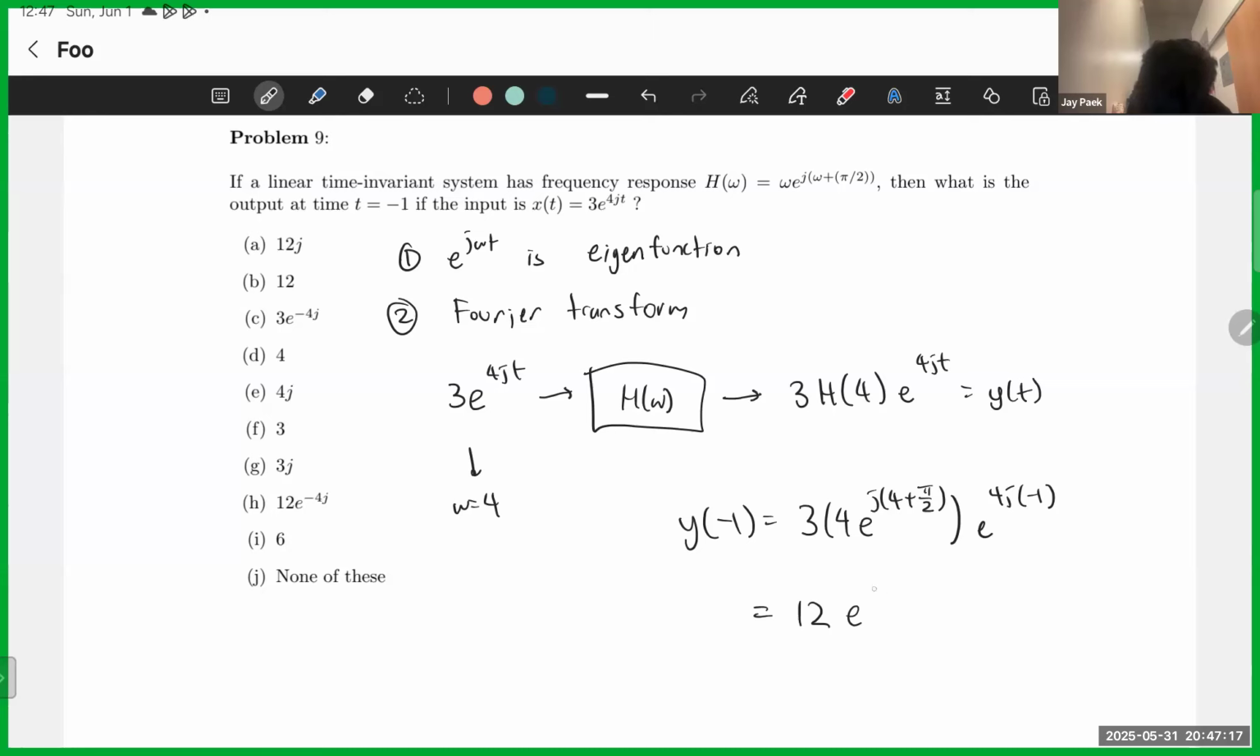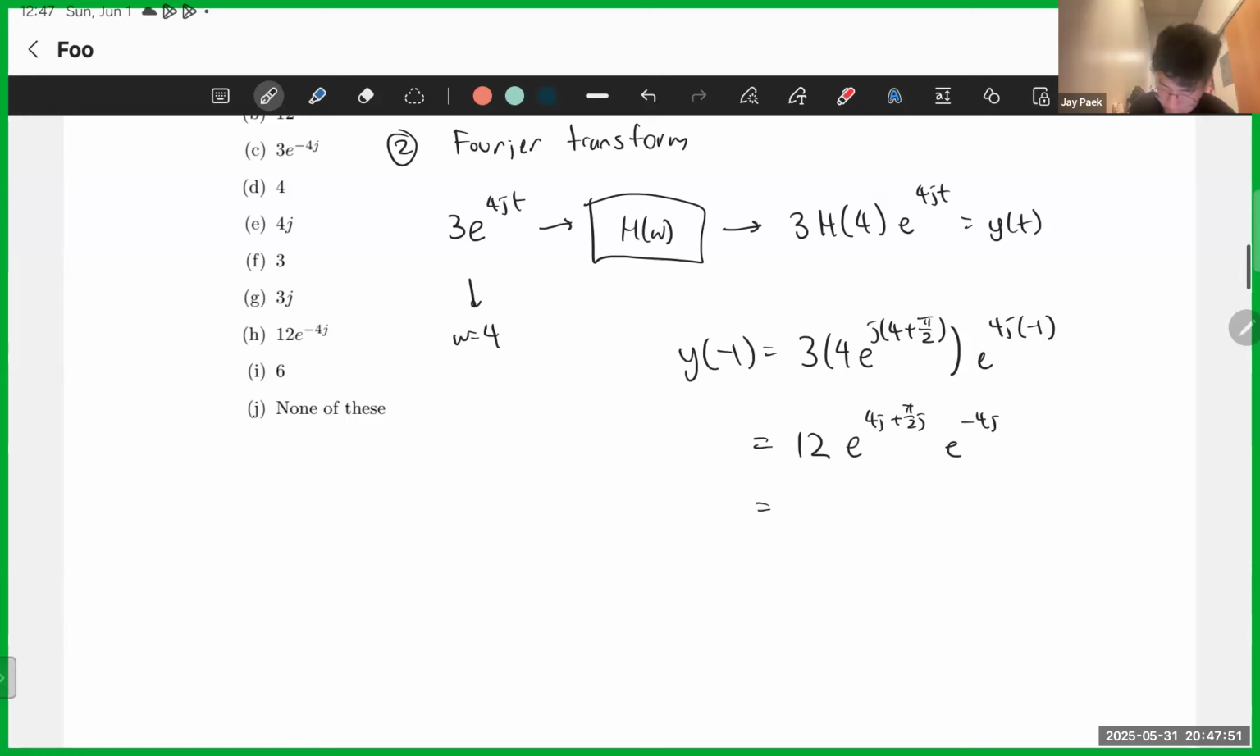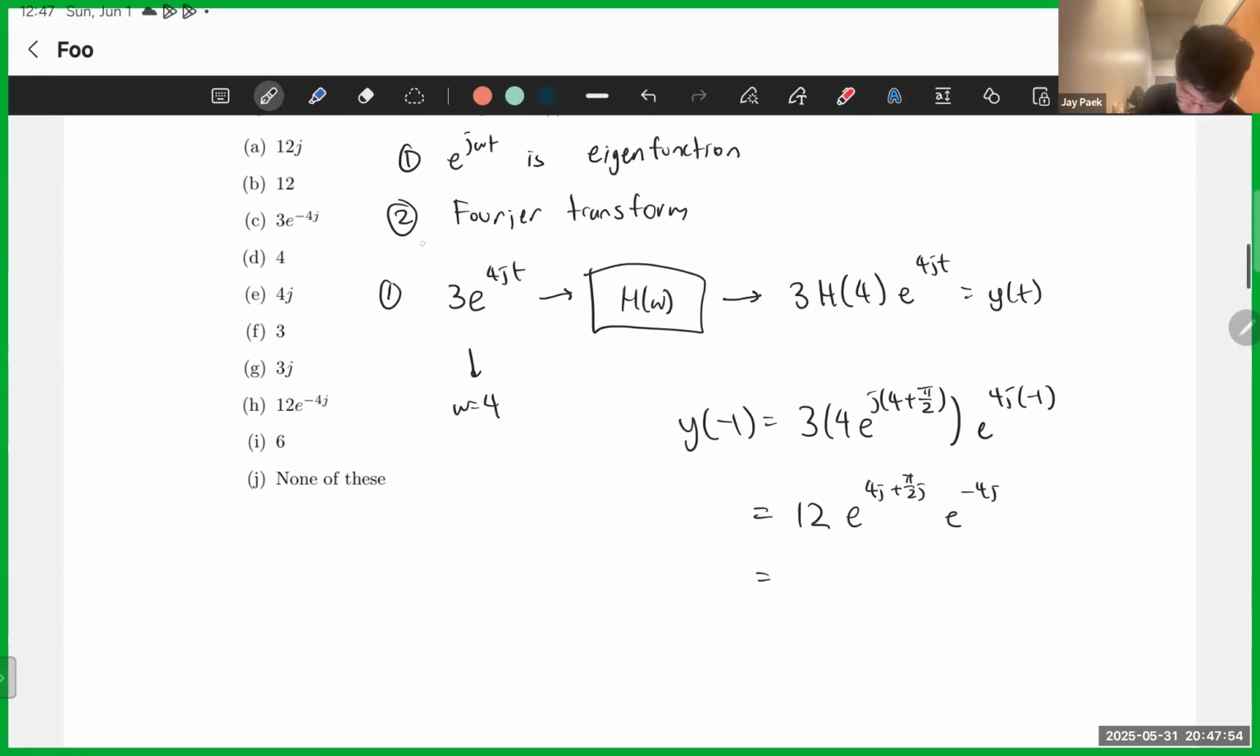Oh, actually, hold on. Maybe I don't want to do that. I'll do e to the 8 plus pi over 2. That still doesn't look too fun, but that's okay. Times e to the, oh wait, actually, never mind. I do want to do that. 4j plus pi over 2j minus 4j. And look at that. Oh, okay, sure, I'll show it the Fourier way. This is method 1.